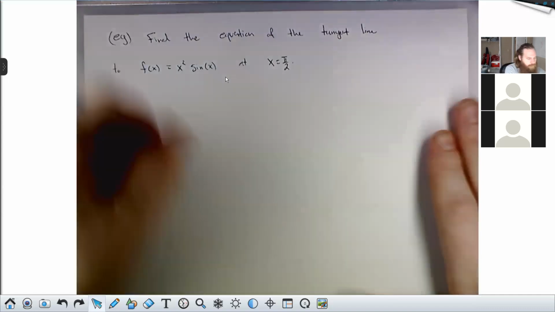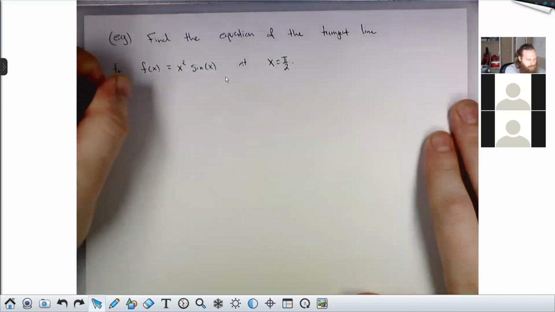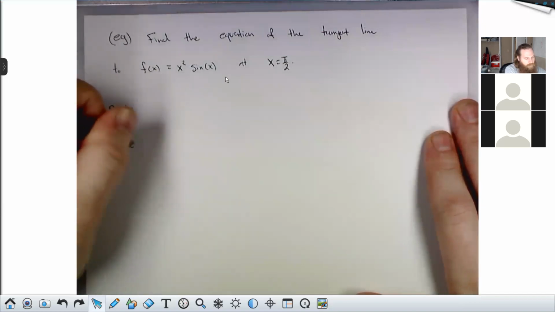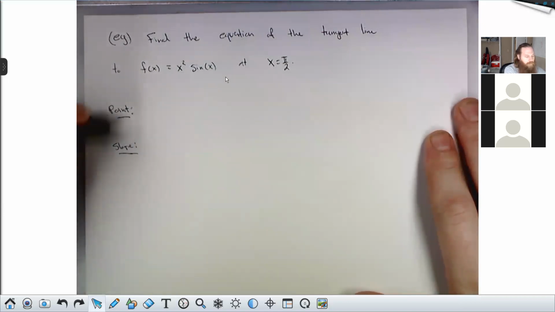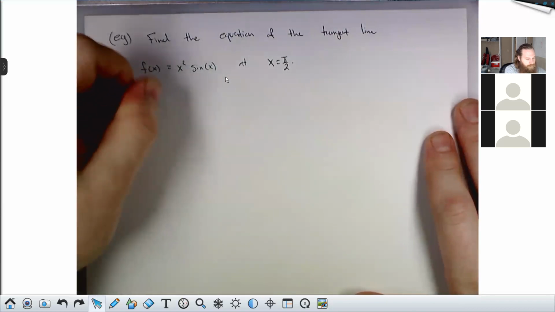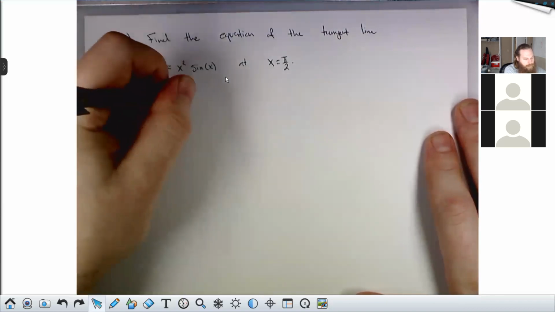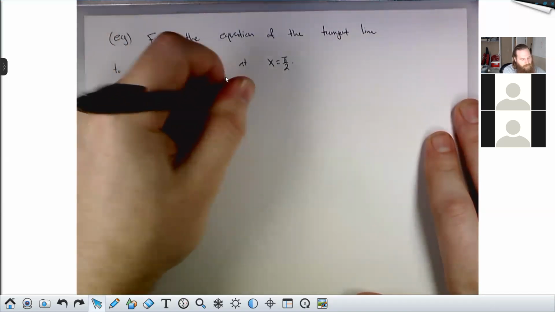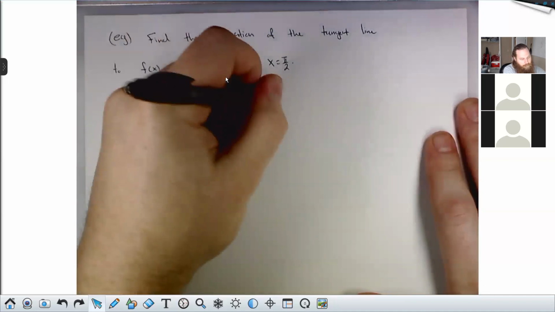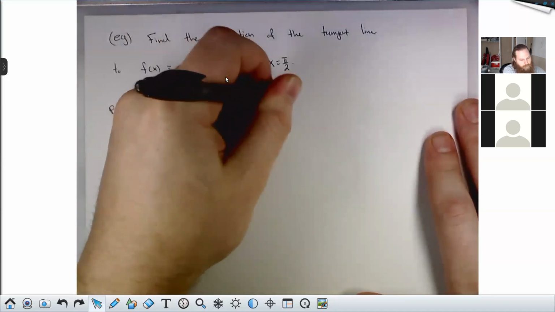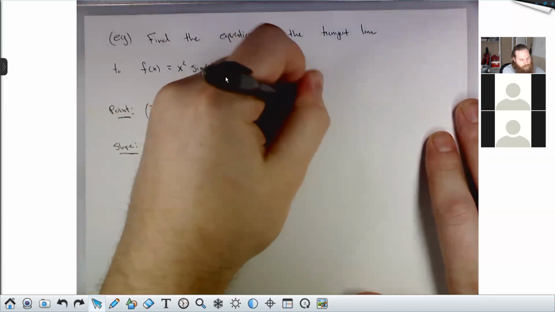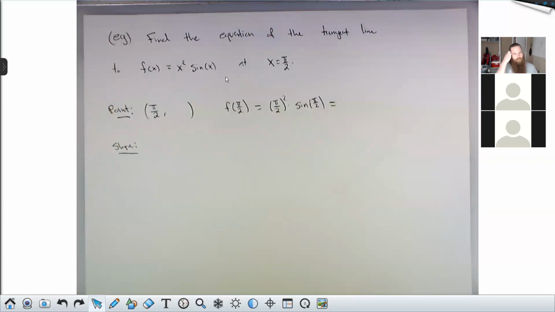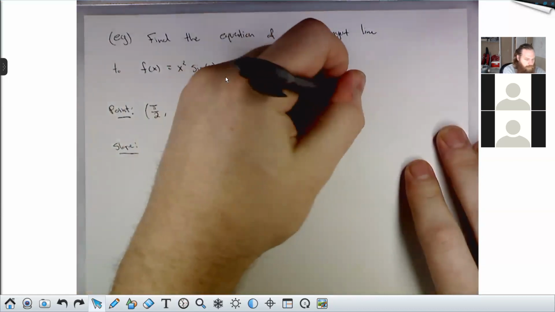I need two things, as always. To find the equation of any line, I need a point on the line, and I need the slope of the line. The point on my line here is pi over 2 comma something. To figure out the something here, I have to know what is f of pi over 2. It's pi over 2 squared times the sine of pi over 2. So pi over 2 squared, that's pi squared over 4.